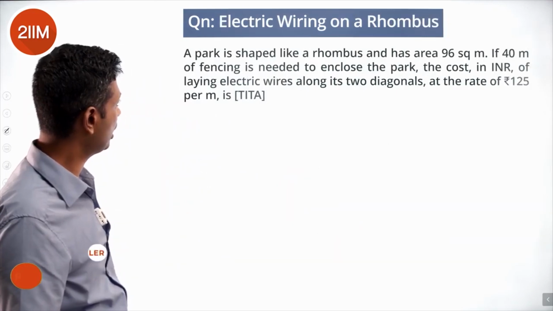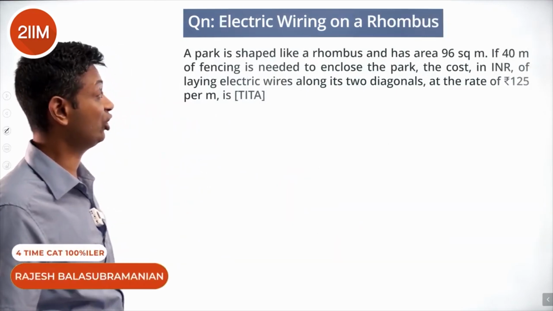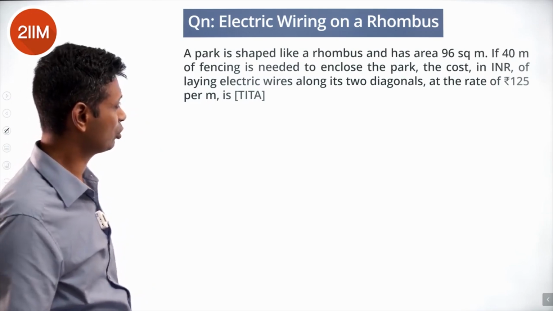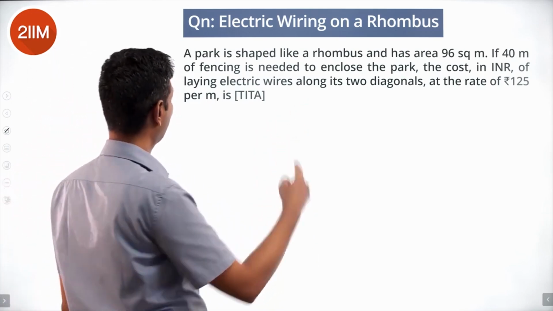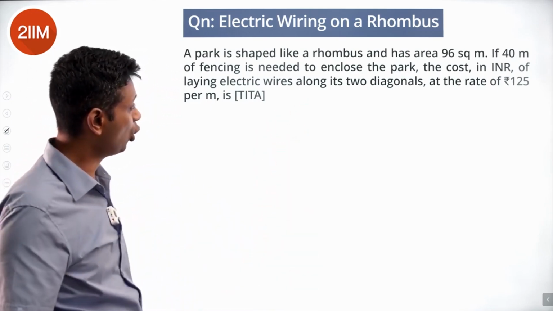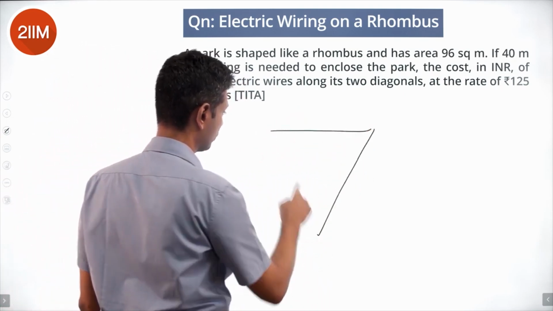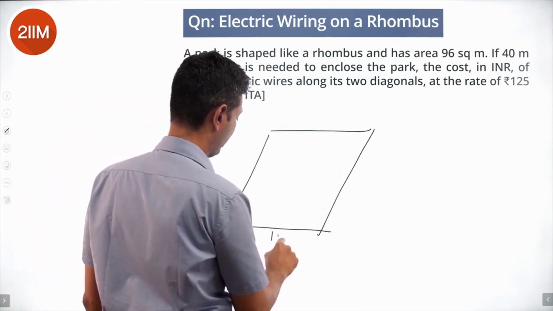A park is shaped like a rhombus and has an area of 96 square meters. If 40 meters of fencing is needed to enclose the park, find the cost in INR of laying electrical wires along its two diagonals at the rate of 125 per meter. Let's do this. This is a rhombus of side 10.